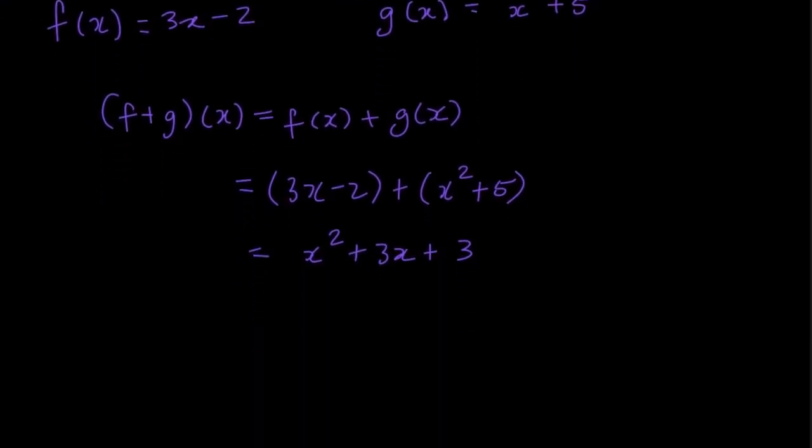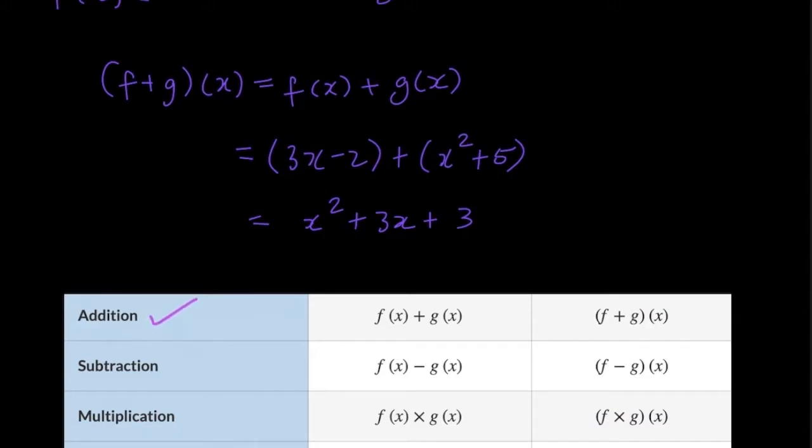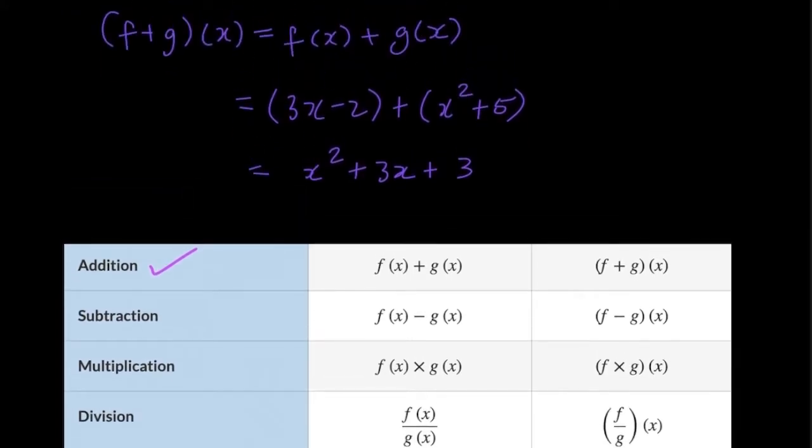Now we can do the same with the other operations. So let's have a look at this table. This first one is what we just did. (f plus g) of x is f of x plus g of x. Subtraction is the same thing. Multiplication is also just (f times g) of x, and the division is (f over g) of x. Okay, so that's simple enough.